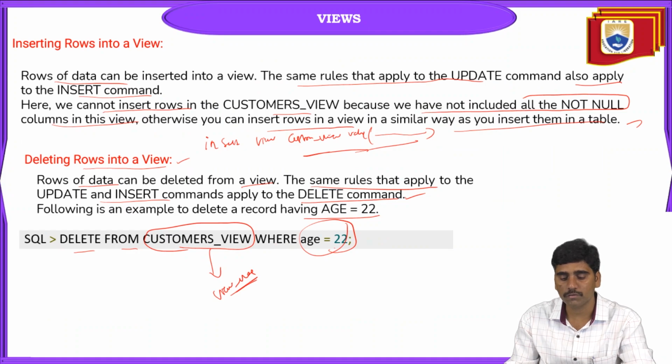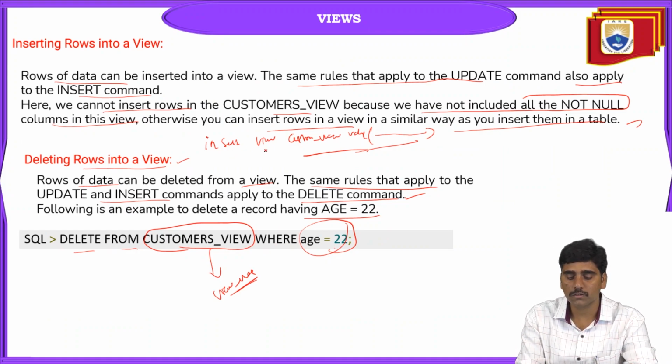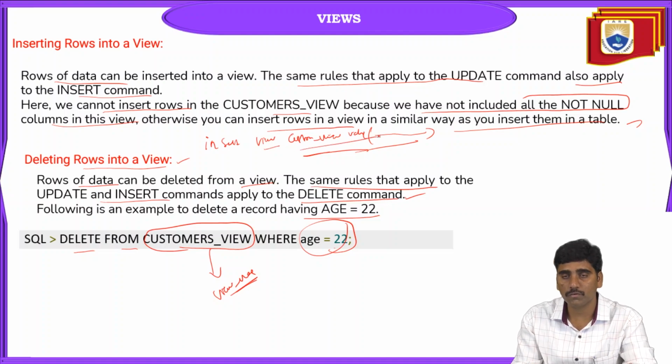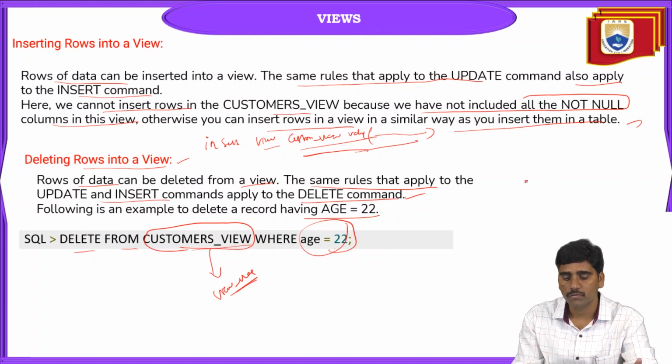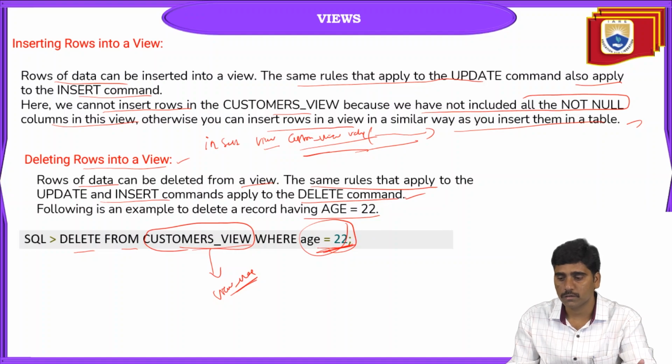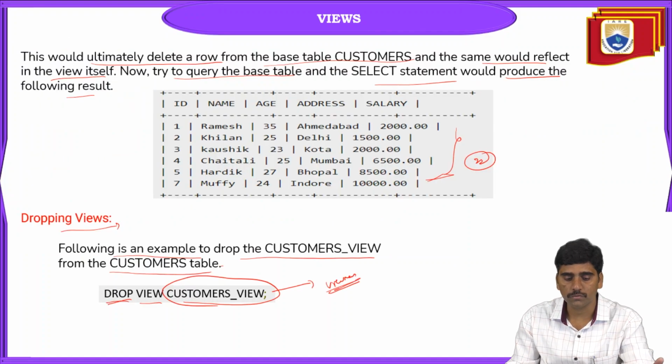Similarly, inserting values works the same way. Insert into the view, with the view name, and add the columns whose values you want to add. And for deleting rows: delete from customers_view where age equals 22. At this moment the rows with age value 22 will be deleted from customers_view.